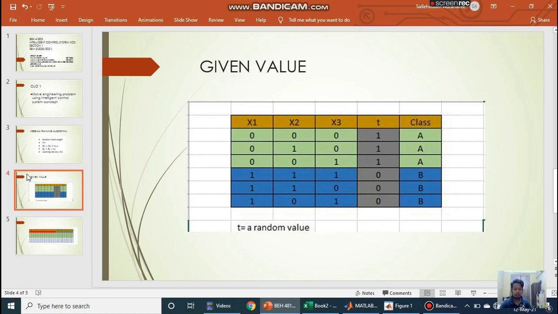The values given are x1 is 0, x2 is 0, x3 is 0, and x0 is 0, 1 0 0 0 1 1 1 1 1 1 0 1 0 1. The target t is a random value, so our group set t as 1 for class A and 0 for class B.